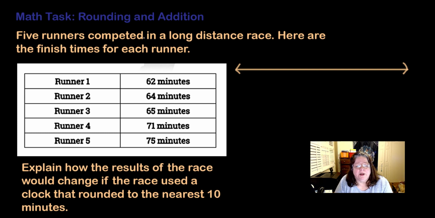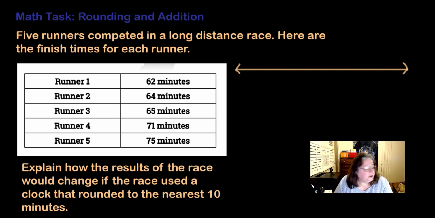5 runners competed in a long distance race. Here are the finish times for each runner. On the left side we have runners 1 through 5. And on the right side we have how many minutes it took each of them to complete the race. 62 minutes for runner number 1, 64 minutes for runner number 2, and so forth. We can see them listed. Okay, so that's the information that we're given.